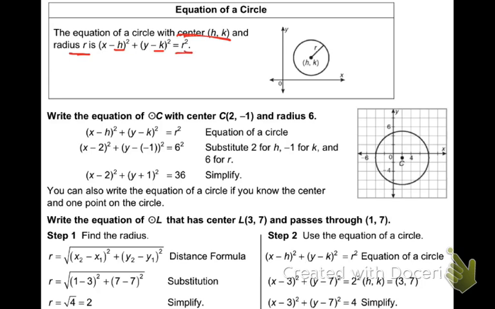So, for example here, write the equation of circle C with center (2, -1) and radius 6. What is my x value in that circle? X value is 2. So I have (x - 2) squared. Plus, what is my y value? -1. So (y - (-1)) squared. And then my radius is 6. So I plug that in, and then I simplify. I get (x - 2) squared plus (y + 1) squared equals 36. And that is the equation for a circle.